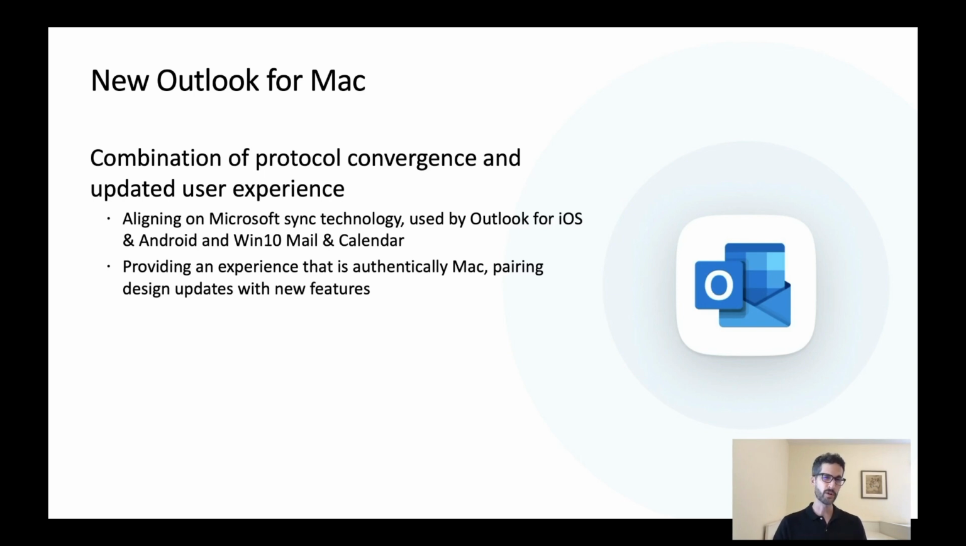This protocol convergence effort not only improves our architecture and enables us to be a more performant and reliable app, but it also helps us accelerate our innovation velocity, meaning we can actually make some more progress on shipping features that you may be used to and expect from other endpoints like Outlook for Windows, Outlook on the web, and Outlook mobile. And not only bridge that gap, but introduce new features that are part of the whole Outlook ecosystem.